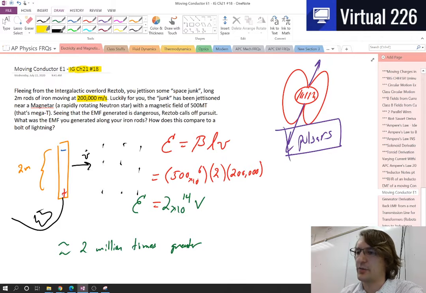Oftentimes these are radio burst pulsars that we can take a look at, and they can spin very fast. You can get like 500 rotations of the pulsar every second, which is a kind of crazy thing. They're hyper rotating, super condensed and packed, so kind of cool stuff, just on the world of space.